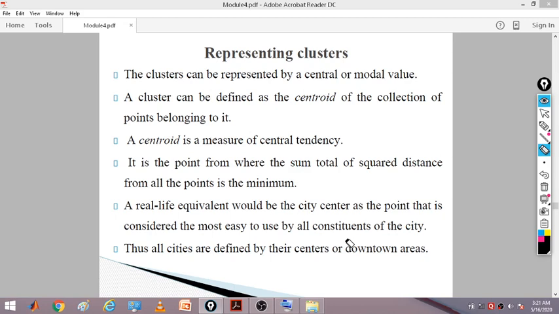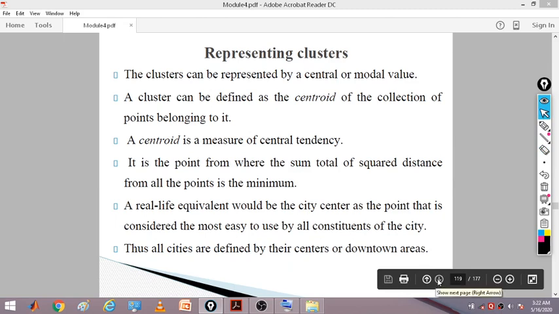You also have a city center near Majestic in Bangalore. In earlier days Bangalore was not so expanded, so the city center was a kind of mall. If you take a circle around that particular city center, the distance from all the points would be approximately near to that mall. That is why it is called a city center. All cities are defined by their centers or downtown area. So a centroid will always be at the center point, and when you take the sum of the distances from all the points, that would always be a minimum.